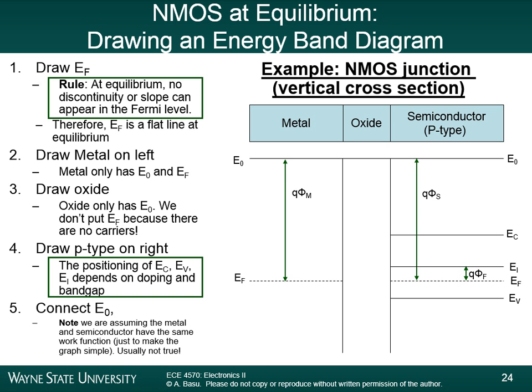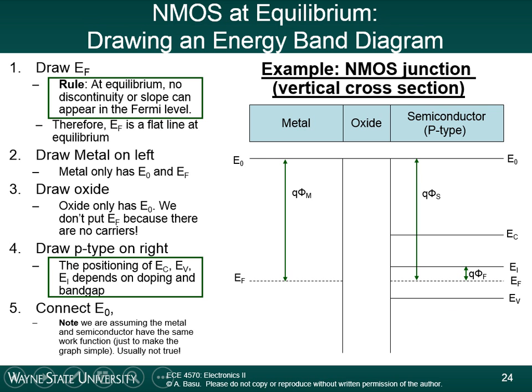Now the way that I've drawn the diagram here represents the case where phi m is equal to phi s. This is not necessarily the case with most metals and semiconductors. In fact, most often it isn't. I've only drawn it like this for simplification purposes. In most cases, phi m and phi s will be different, which will result in some band bending. We'll get into that a little bit later.